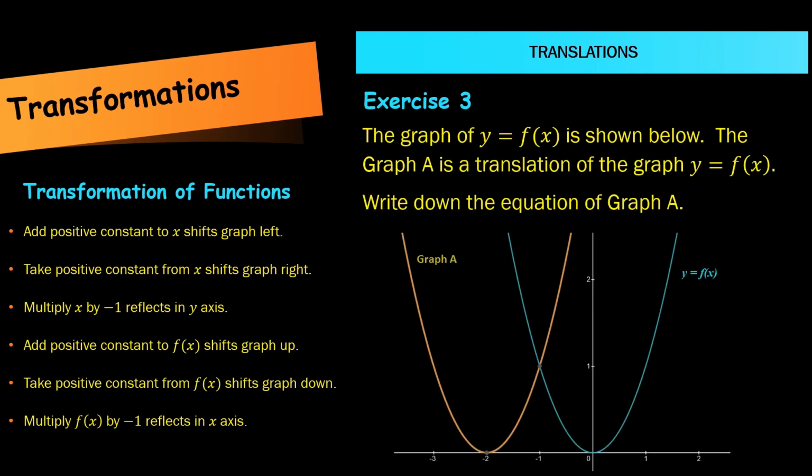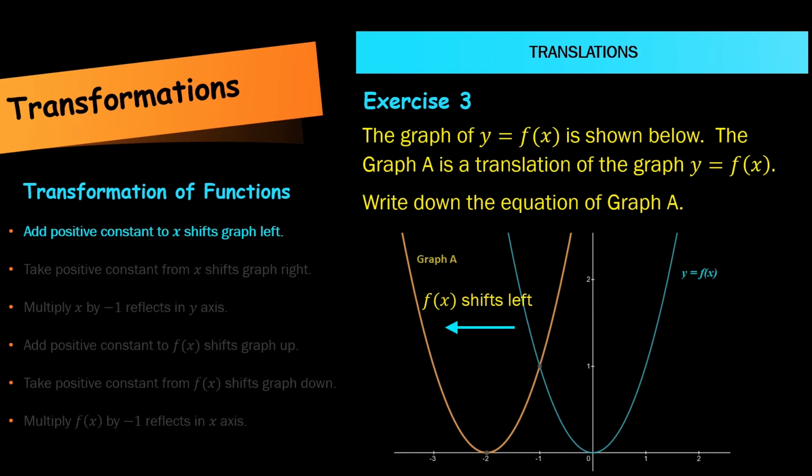So let's now take a look at exercise 3. The graph of y equals f of x is shown on your screen. The graph A is a translation of the graph y equals f of x. Write down the equation of graph A. So what's happened? F of x has shifted left. Therefore, we've added a positive constant to x to make the graph shift left. The graph has in fact shifted by 2. Therefore, the new function is y equals f of x plus 2.